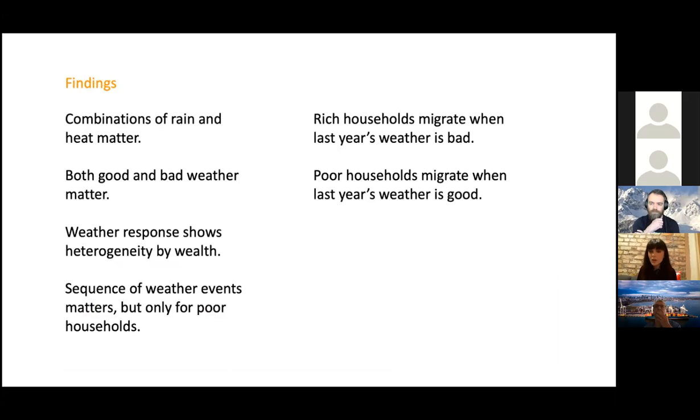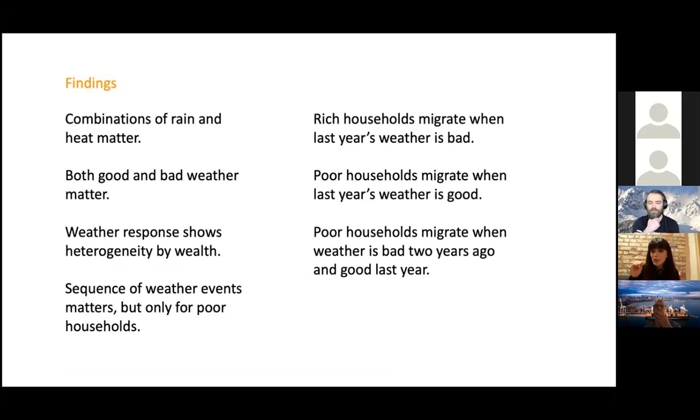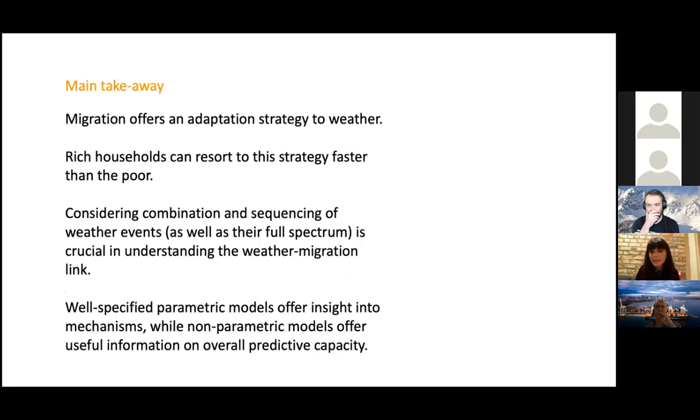So again, rich households can migrate immediately. So they're not looking backward 2 years ago to decide, can I migrate? But for poor households, the migration is highest when the weather is bad 2 years ago, followed immediately by good weather. So you incur losses, you can make up for them, you can save a little bit, and then you can send a migrant.